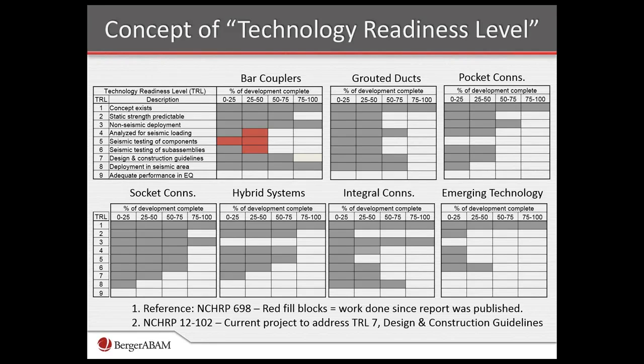In closing, I will say also that there is an NCHRP project, a 12-102 project, that's just currently getting underway, and that'll be a 27-month project. But the idea for that project is really to address level 7, design and construction guidelines for this accelerated bridge construction connection technology, and try to develop, to the extent we can, appropriate design and construction guidelines that would be in one place for the systems that have adequate testing completed.